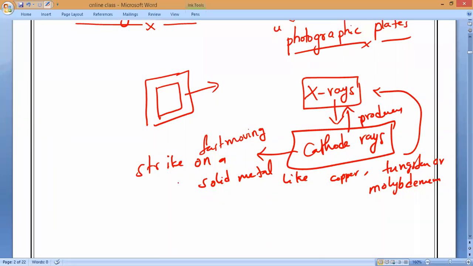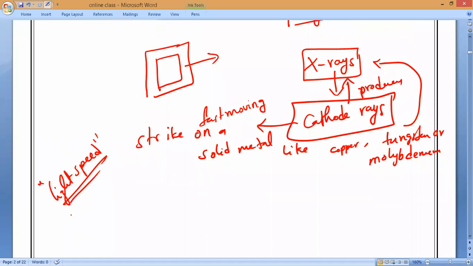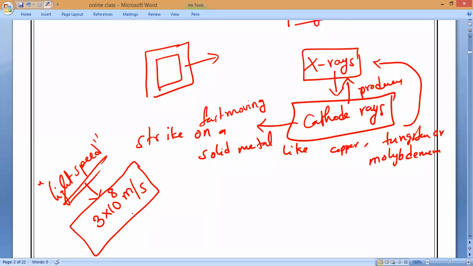Next, what is the normal light speed? Anybody can tell me? I want to know that. I have taught you already. What is the speed of light? Normal light, guys. Nitakshri? 3 into 10 power 8 meter per second. Do you remember that? Speed of light is 3 into 10 power 8 meter per second.